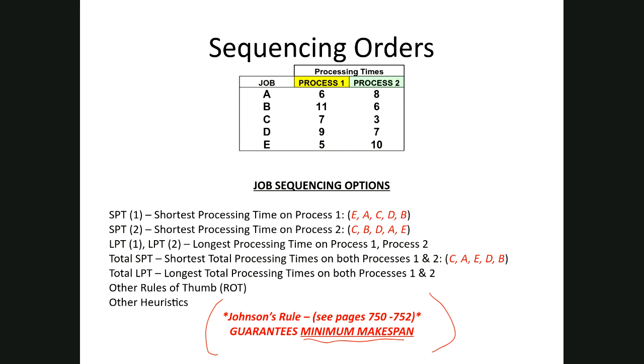Again, just as a refresher, the makespan is the total time it takes to process all jobs through both processes. So the key thing to remember is that Johnson's rule guarantees the minimum makespan. It doesn't guarantee it'll give you the minimum tardiness or the maximum number of jobs completed on time. Only the minimum makespan.